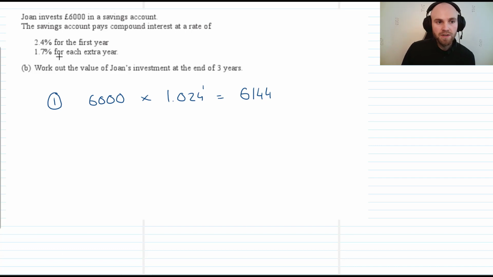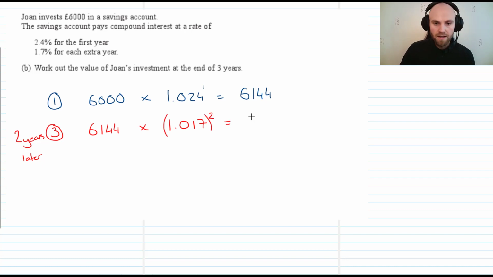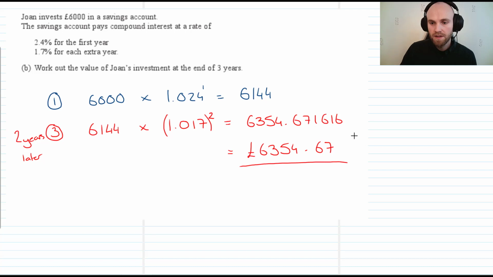So we could do this individually for year 2 and year 3, but I'm going to do this in one go. So it's going to be 2 years later, after year 1. So we know that the original price is going to be £6,144. We're going to multiply this by 1.017. This time it's going to be to the power of 2 because it's 2 years. And that is going to give us 6,354.671616, which if we round it to the nearest penny is going to be £6,354.67. And you could just put 2 to the nearest penny.